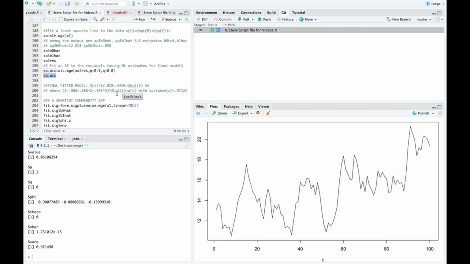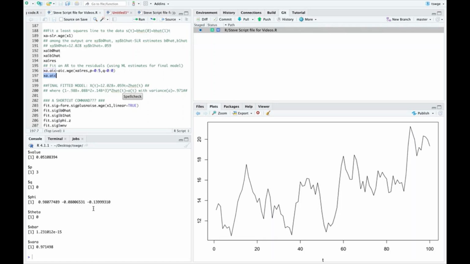So 12.028 plus 0.059 t plus z hat t. What's z hat t? Well, that's what we just modeled. We modeled those residuals by an AR3, I'm looking at this, p equals 3. There are the phi coefficients, so we know those are going to be important. And there's the variance of the residuals, the variance of the a, sigma squared a, is 0.97.